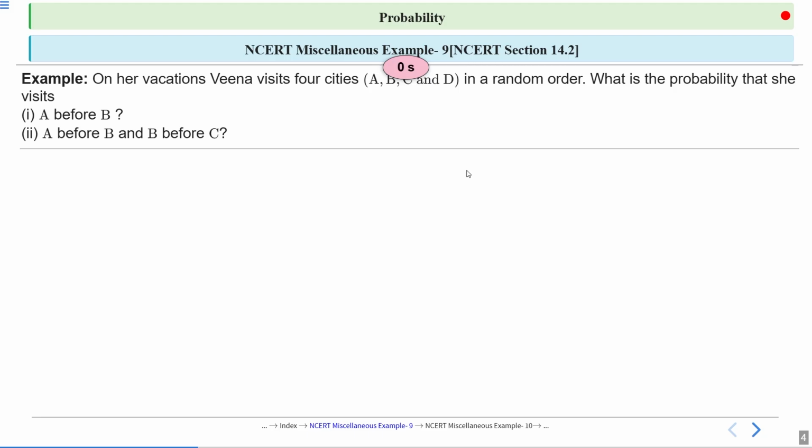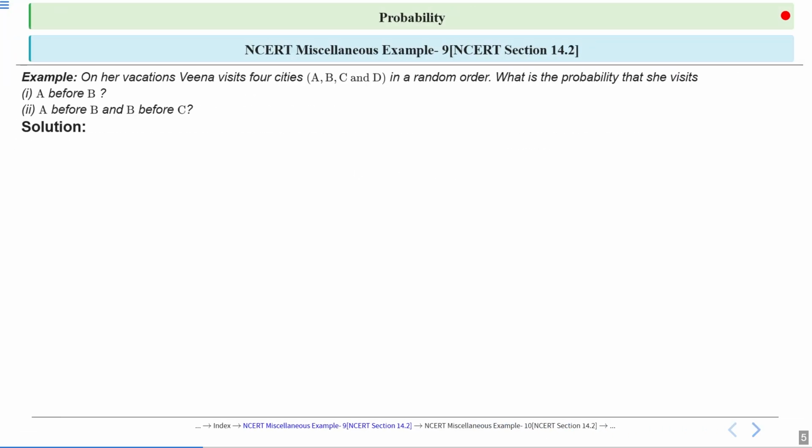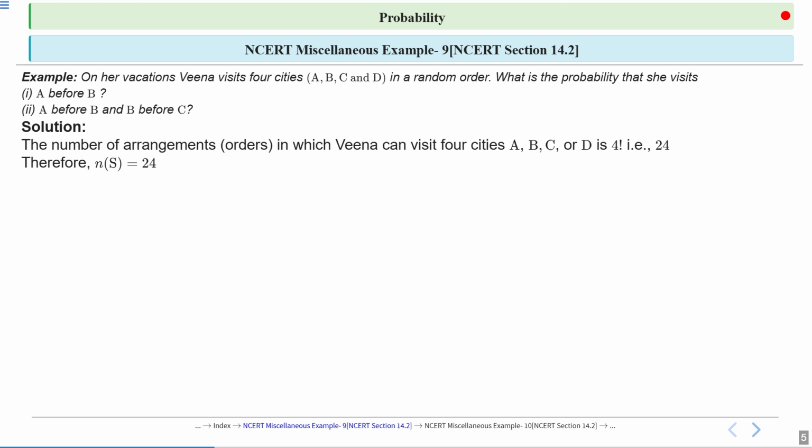Okay, students. Now we will solve this question. First of all, find the number of arrangements in which Veena can visit 4 cities A, B, C, and D. The number of arrangements in which Veena can visit 4 cities is 4 factorial, and 4 factorial is equal to 24. So the number of elements in sample space S is 24. Clear?